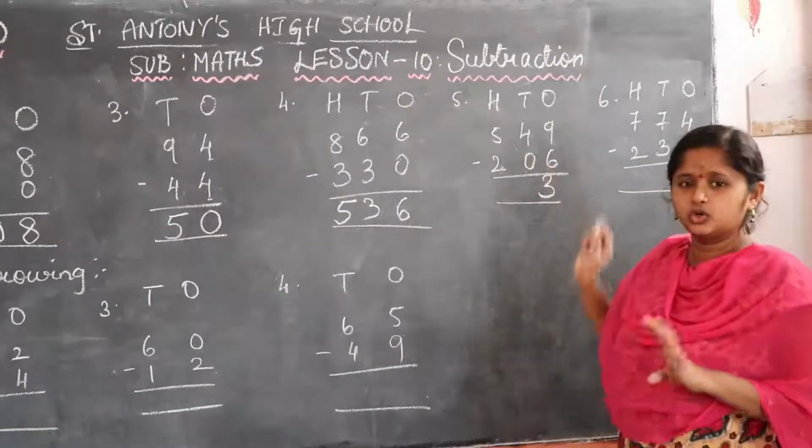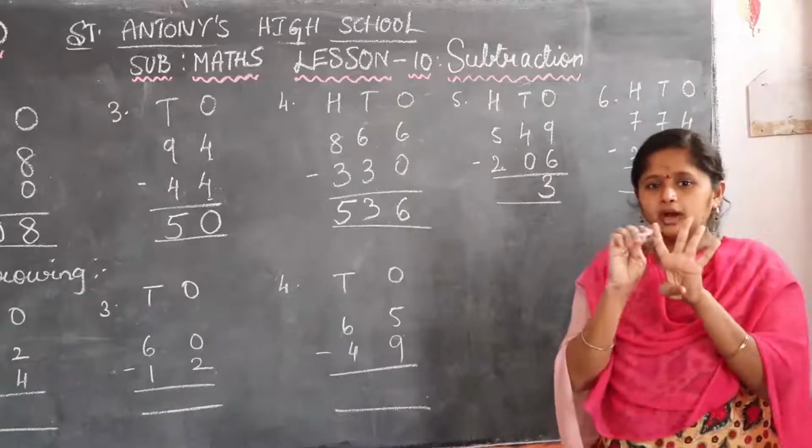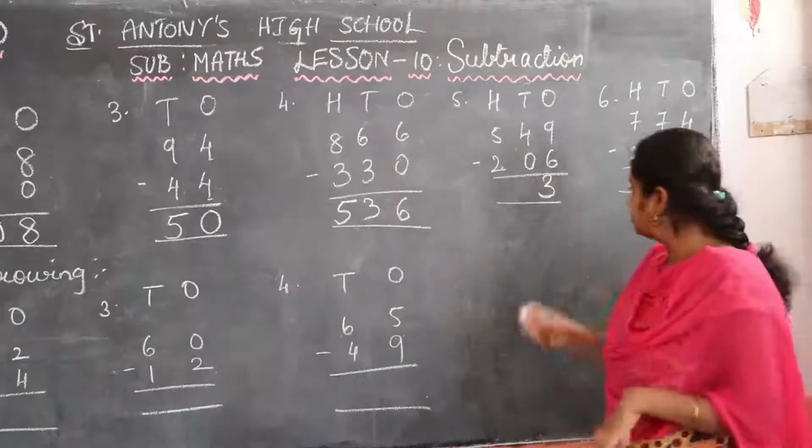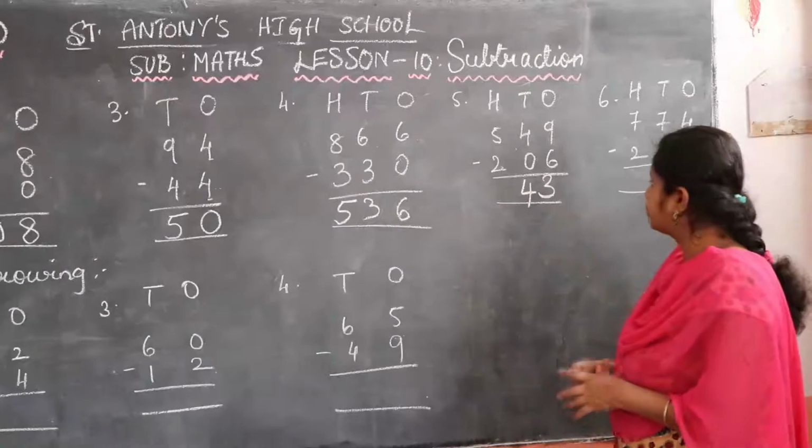So 4 minus 0 is how much, children? 4 minus 0 is how much? 4. So you have to write 4.